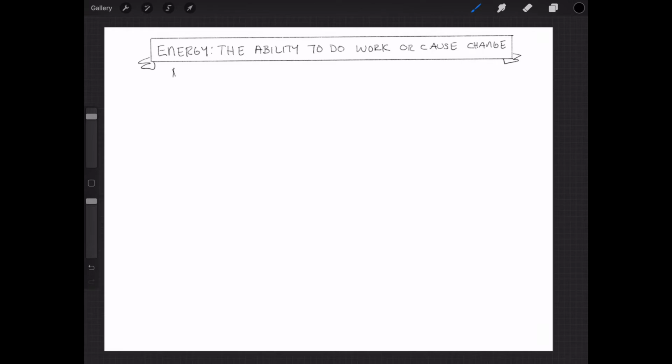Now, there are two basic kinds of energy. Okay, two basic kinds. Think about it for a second. What do you think they are? Oh, correct. Potential and kinetic.